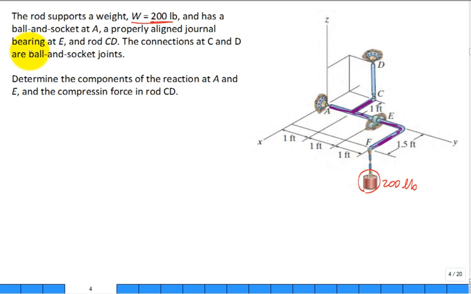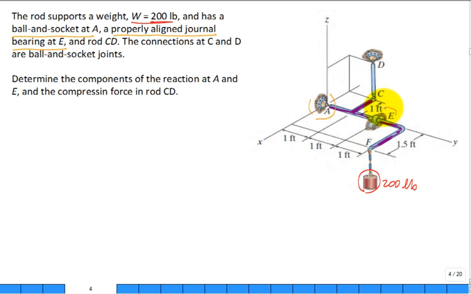Okay. It has a ball and socket at A, so this is A, and it's a ball and socket, meaning that it can't be pulled away or pushed into or slid along from that location A. But the object can rotate. The ball and socket will stop translation, but it won't stop a rotation or pivoting around that point A.